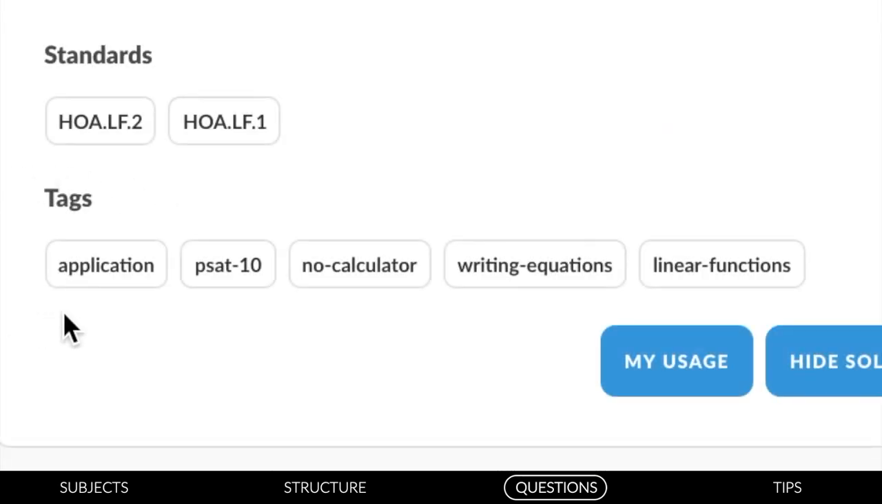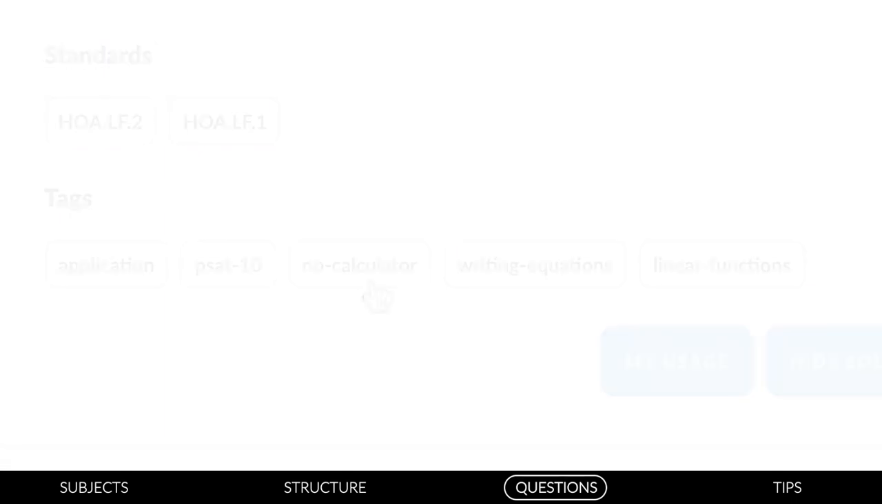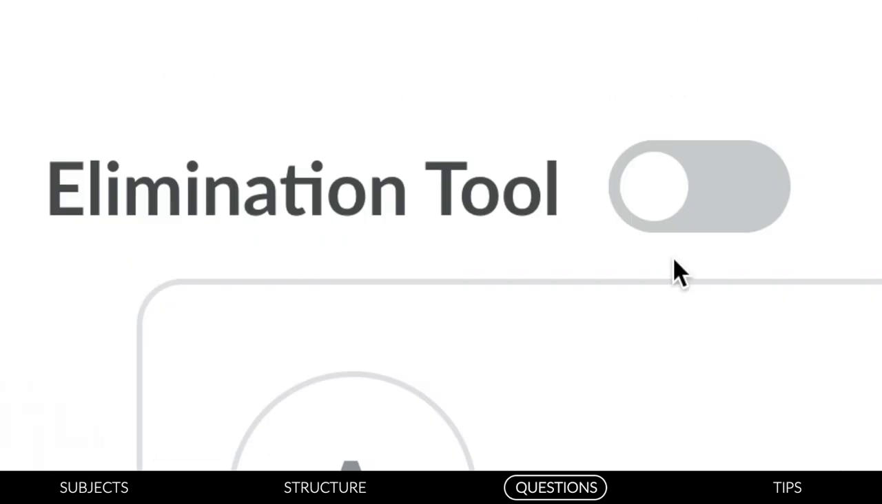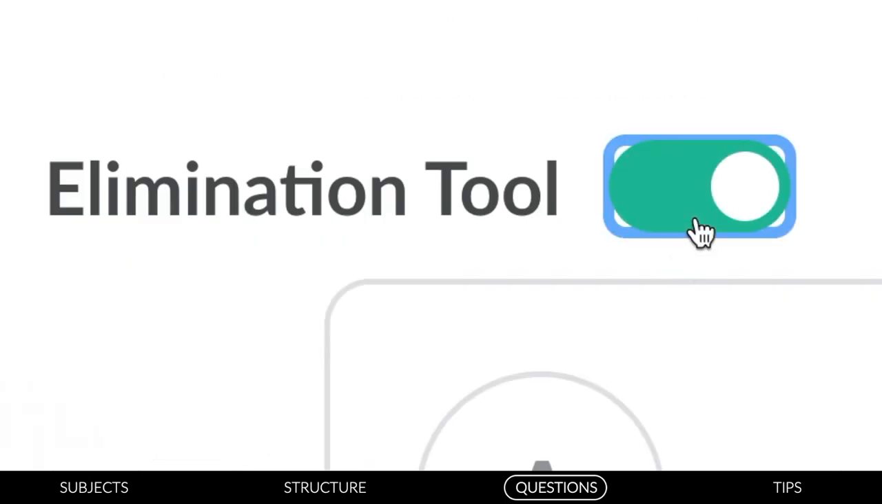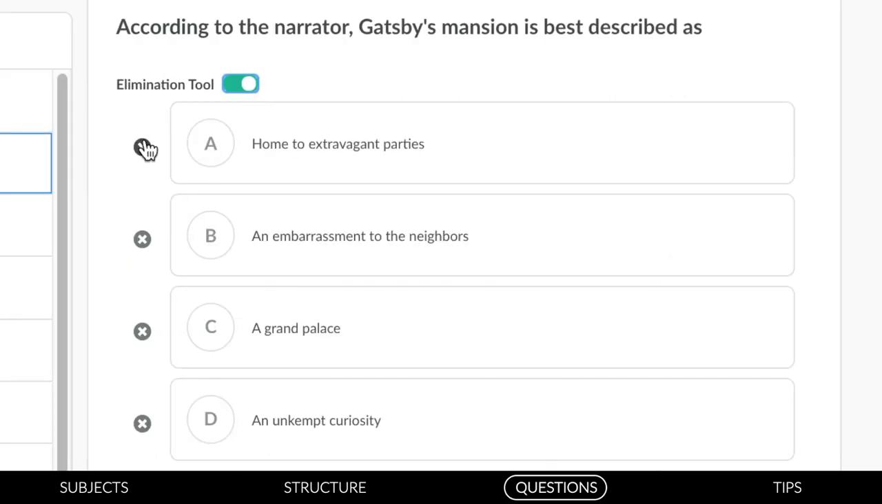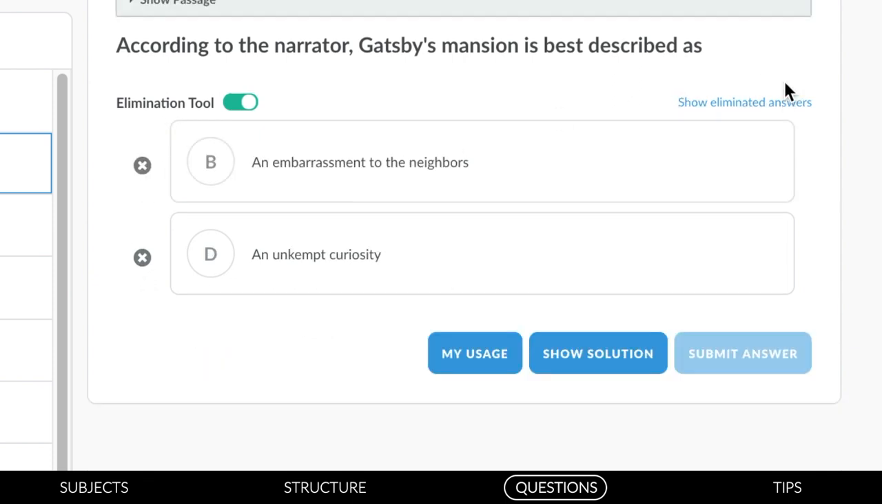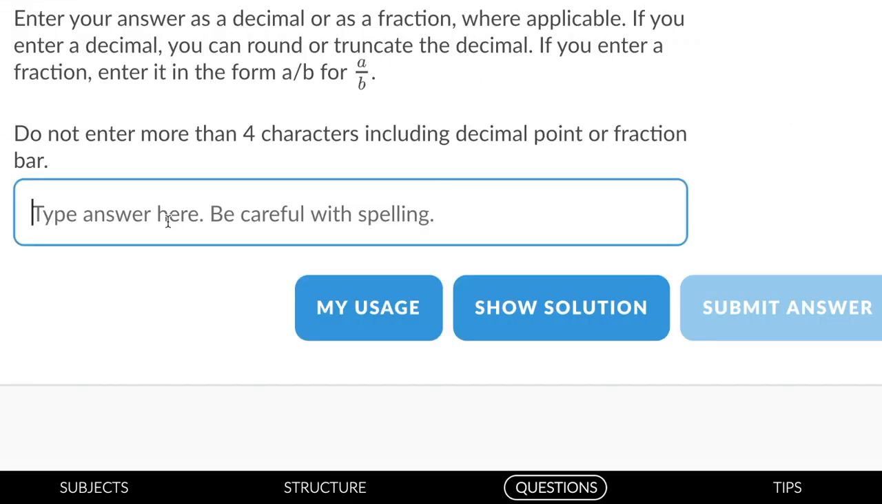Searchable standards and tags help you quickly find the content you need, including the ability to find PSAT questions and whether or not a student can use a calculator. Our multiple choice questions include the elimination tool for students to master the process of elimination, a critical test-taking skill for maximizing performance. Our SAT math course includes student-produced response questions.